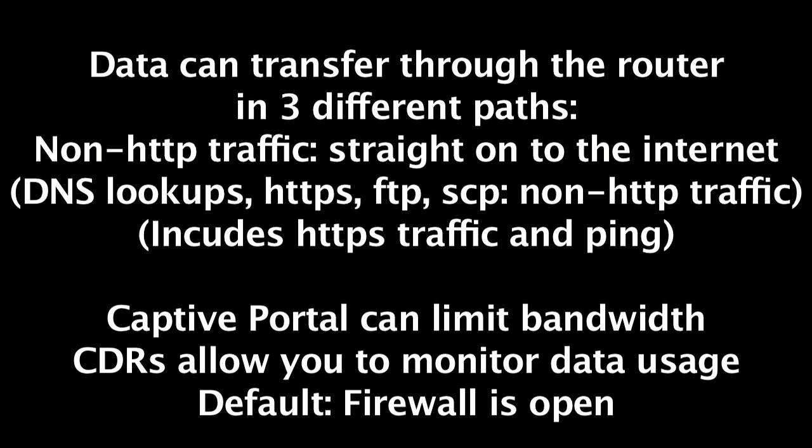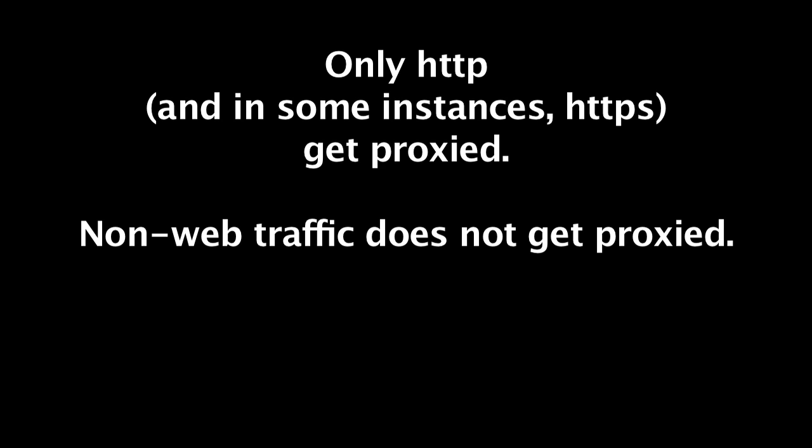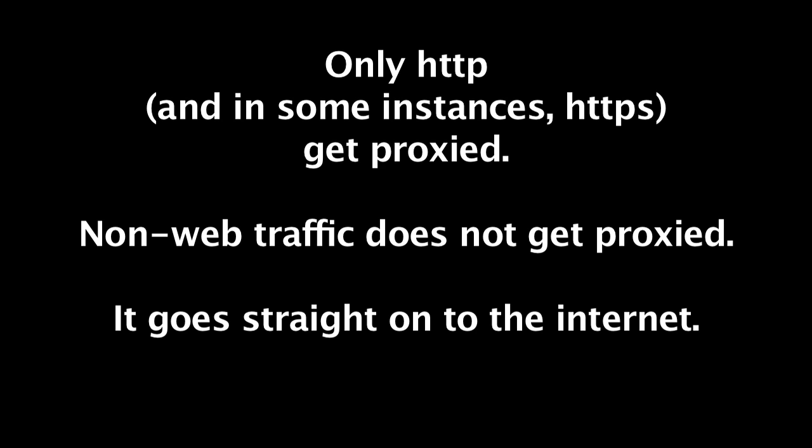Now, of course, you've got a firewall, and you can block traffic from that particular user or for a particular port or for a particular destination. And so you've got full control over what traffic is allowed after the user has authenticated in the captive portal. But by default, the firewall is open, and therefore all the traffic is transmitted. Only HTTP and in some instances HTTPS get proxied. Non-HTTP, non-web traffic does not get proxied. It goes straight onto the internet.